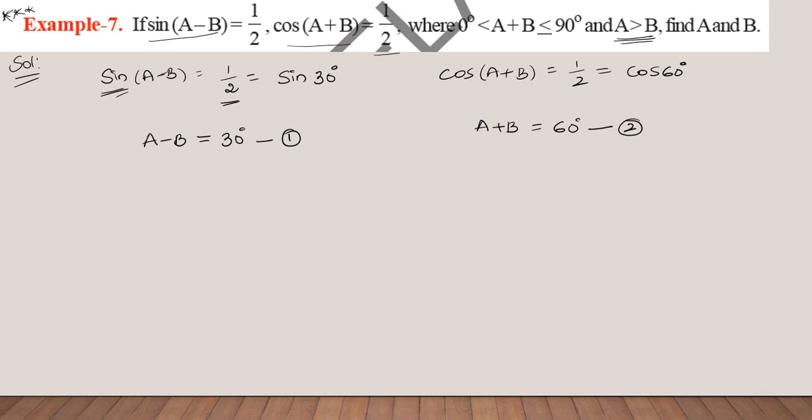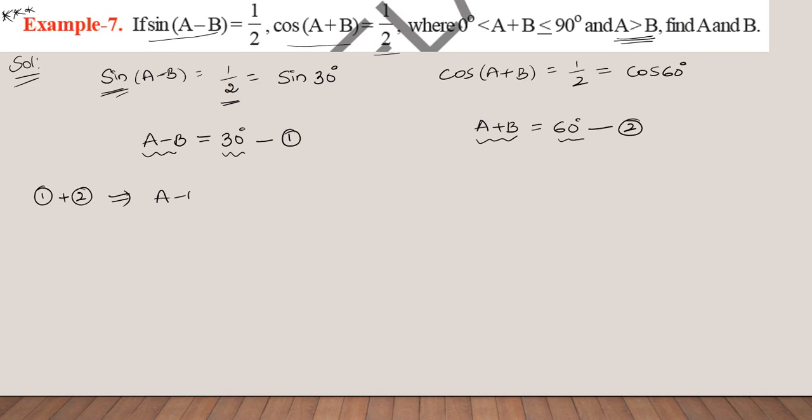Now the thing is, to find out the values of a and b, we need to solve them. You already know the concept of linear equations in 2 variables, so how do we solve 2 equations? For this, I am going to add 1 and 2. When I add 1 and 2, left hand sides will be added to left hand sides and right hand sides to right hand sides, right?